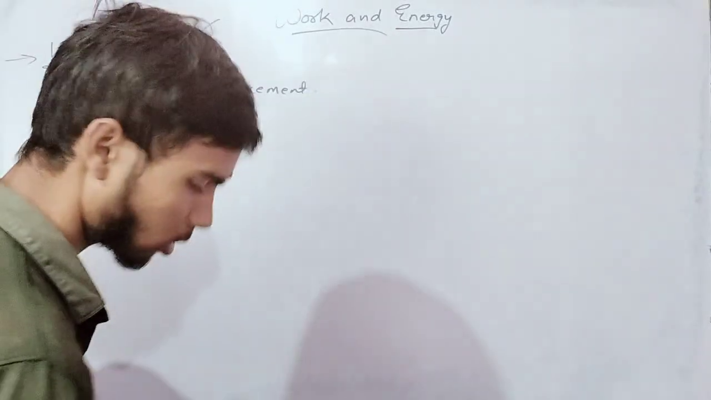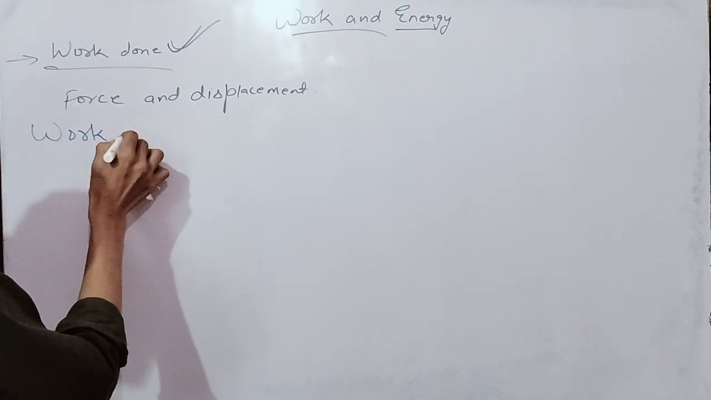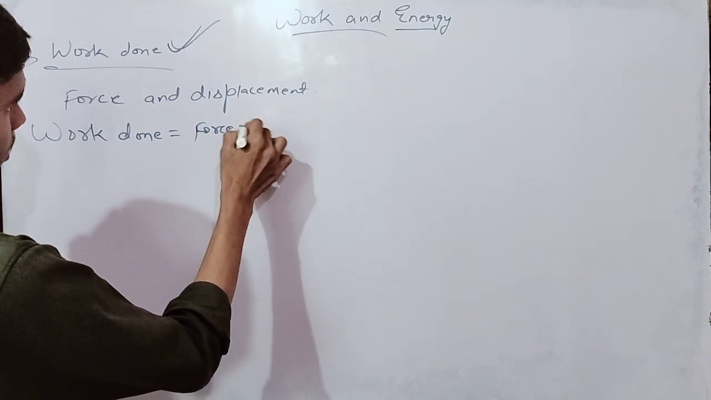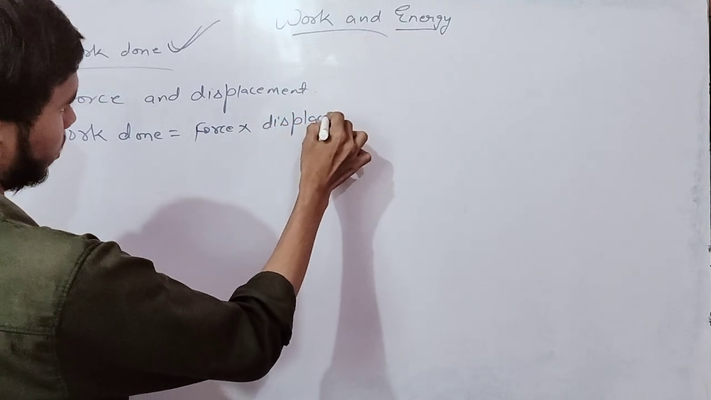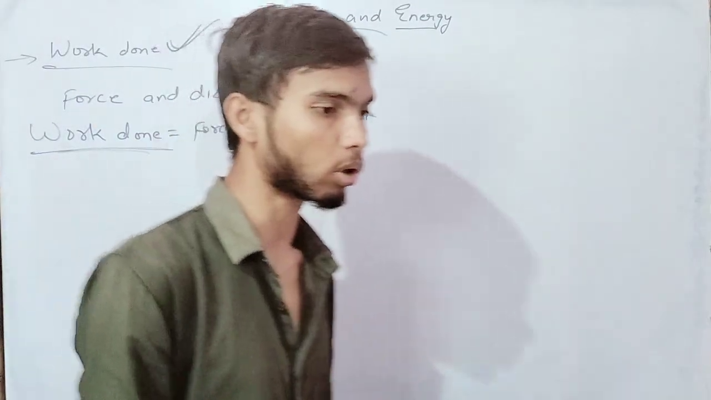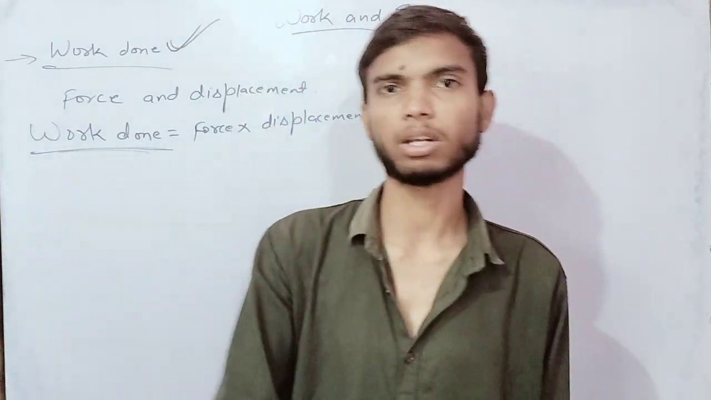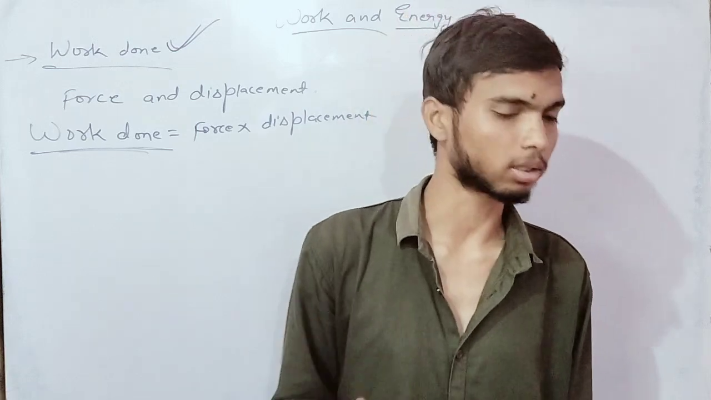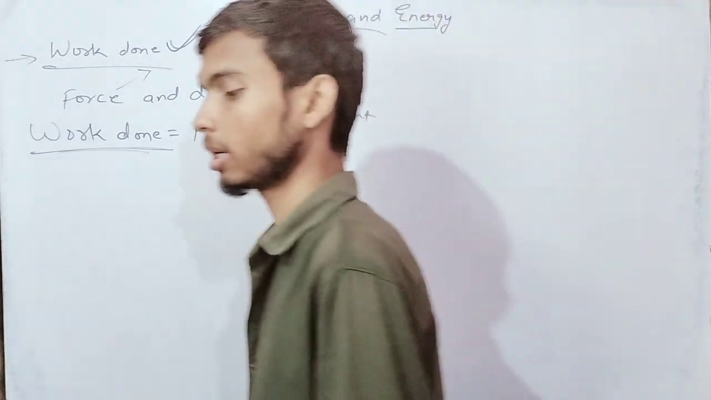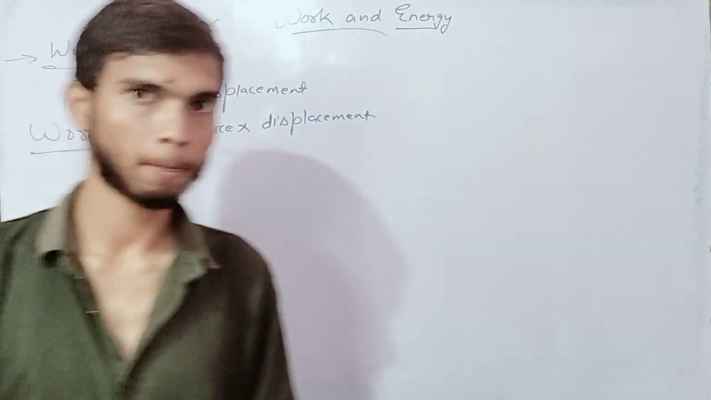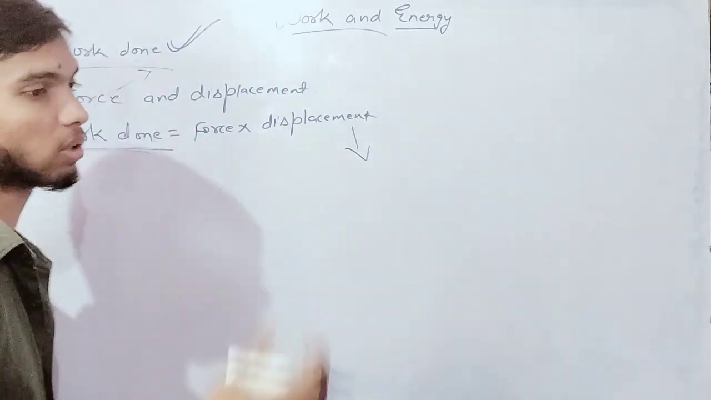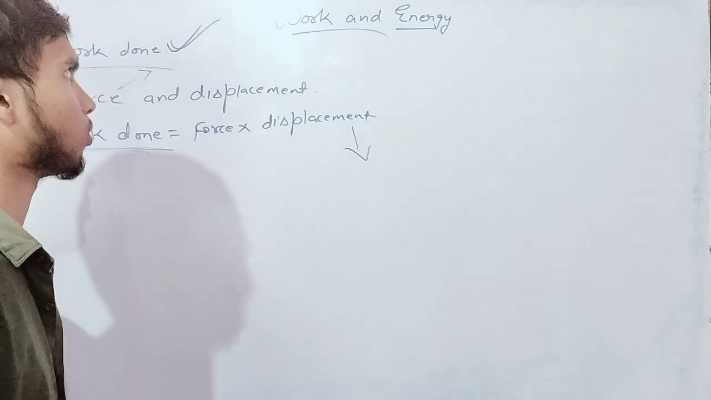The formula for work done is force multiplied by displacement. Because here we are finding the total. What was the force, what was the displacement, and we multiply those, and then we get work done. As you know, force is just a push or pull. From here you can find positive work done, negative work done, and zero work done.